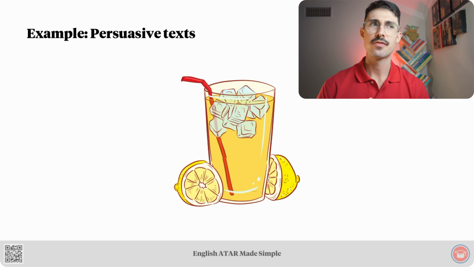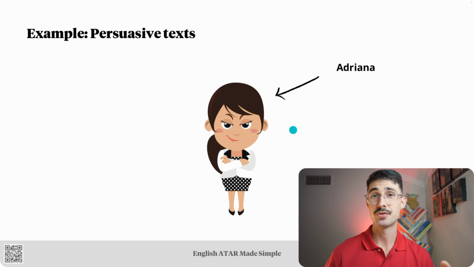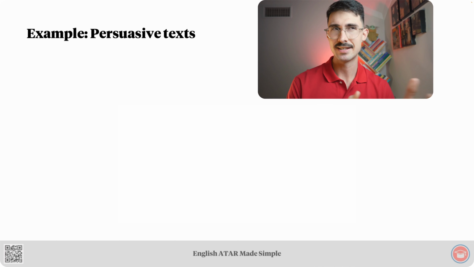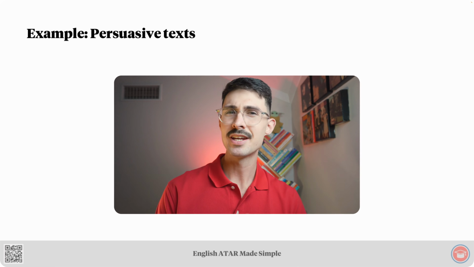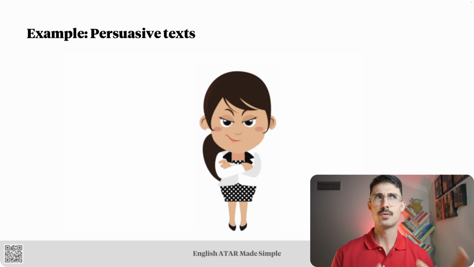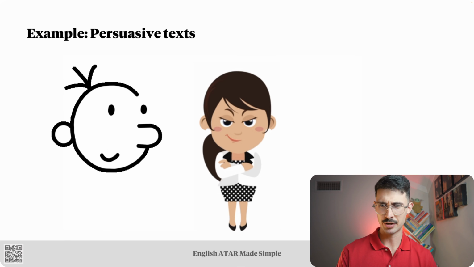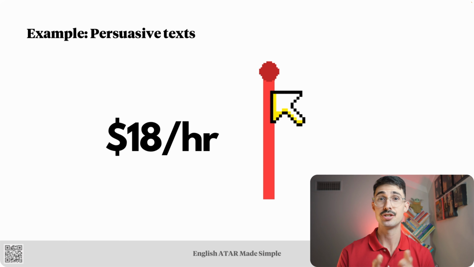Let's say you're working for a small Perth-based business that sells cold-pressed juice. Your job is to help make and bottle the juice. Your boss's name is Adriana. You started working there the year after you graduated high school and aced English ATAR for $18 an hour. A year and a half passes, you're content with the work, but you really believe you should be getting paid more. Regardless of whether you send Adriana a text, an email, or you talk to her in person, your ultimate objective is to persuade Adriana that you deserve a pay rise.